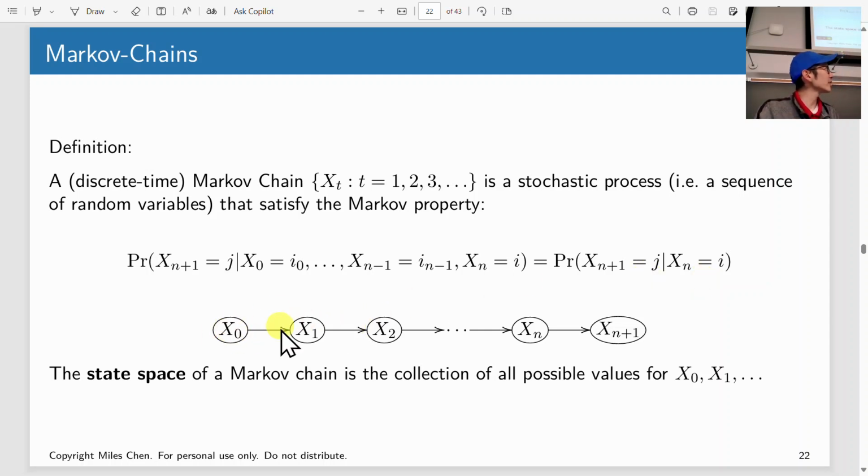This is an illustration of a sequence of random variables. We have X at time 0 leading to X at time 1, to X at time 2, all the way up through X at time n and X at time n plus 1. Then we have a definition: the state space is the collection of all the possible values that you can get for all of these different random variables.